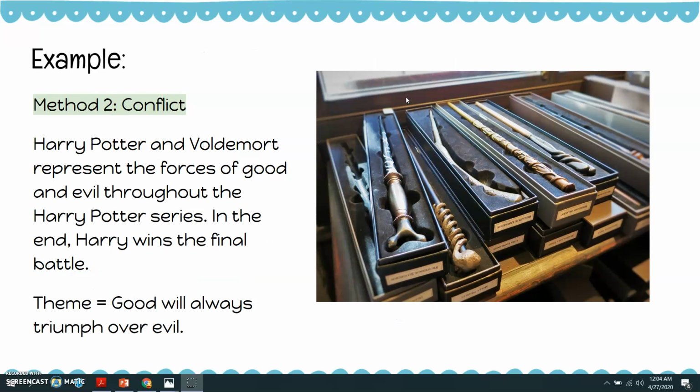Let's look at an example from Harry Potter. Harry Potter and Voldemort represent the forces of good and evil throughout the Harry Potter series. In the end, Harry wins the final battle. So, good triumphs over evil. That would be our theme.